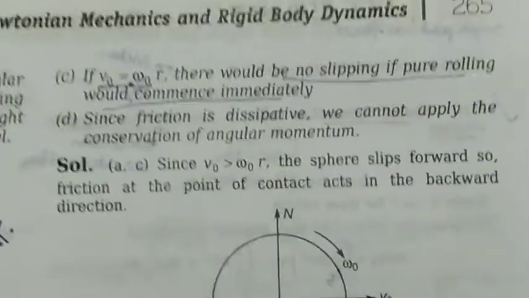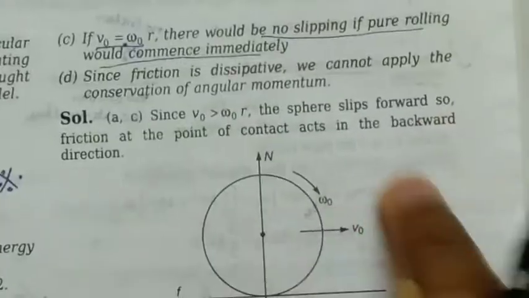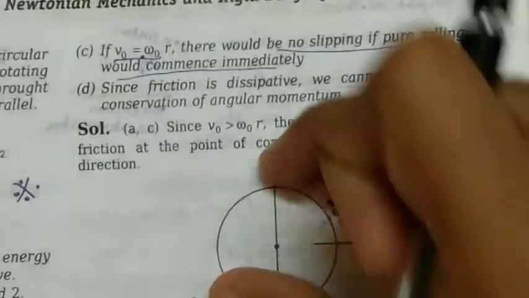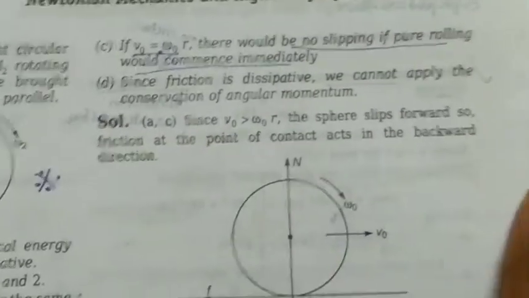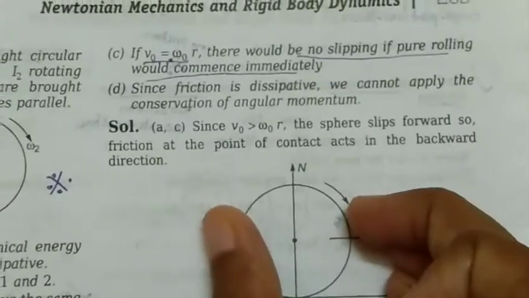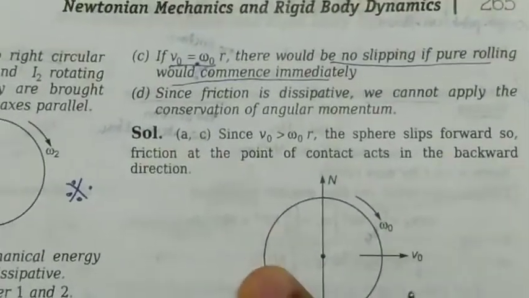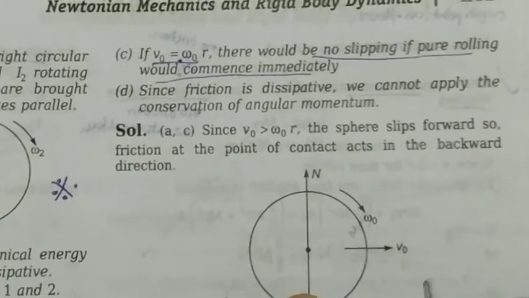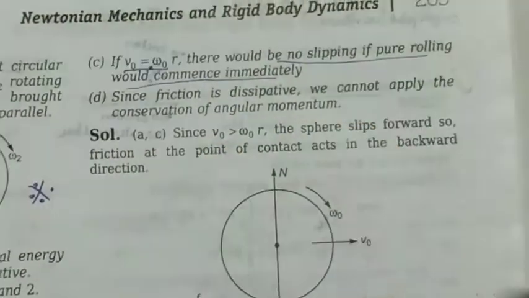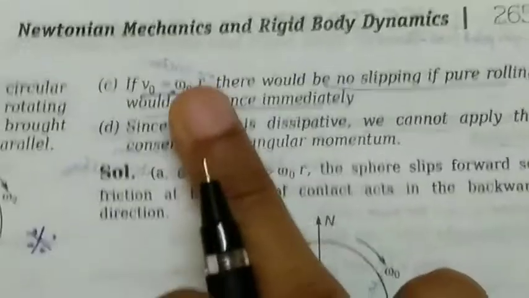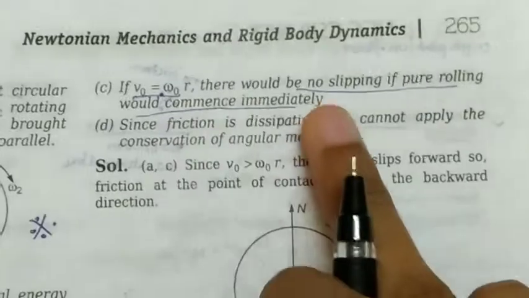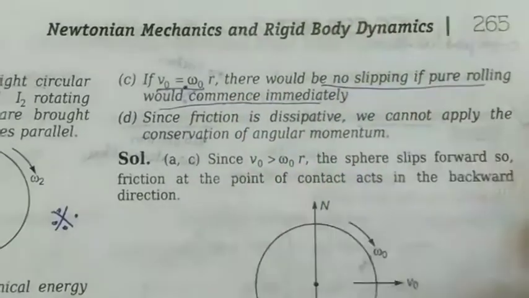We have only now discussed this. If there is only pure rolling, the sphere would move in this direction because of the rolling motion. How much circumference the sphere has rolled, that much forward it would move. How much angle it has rotated, the length of the arc for that particular angle, that much distance it would move forward in the linear direction, translational motion. Hence this option is correct. So the answers are a comma c. If v naught equals r omega naught, there would be no slipping, there would be pure rolling motion of the sphere.